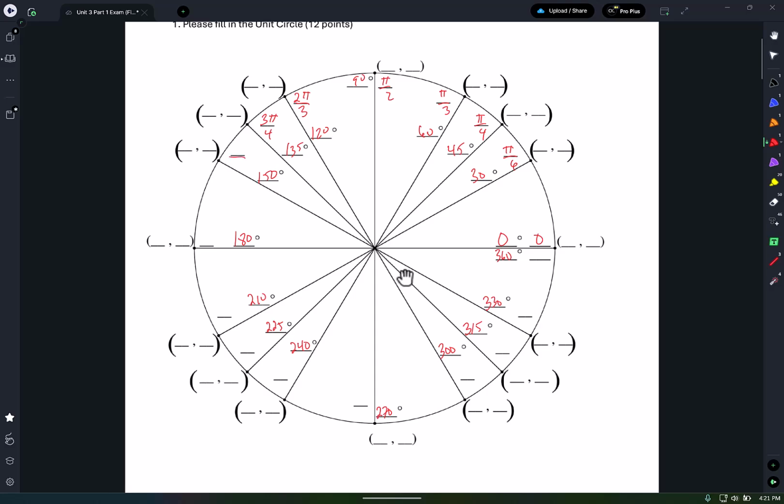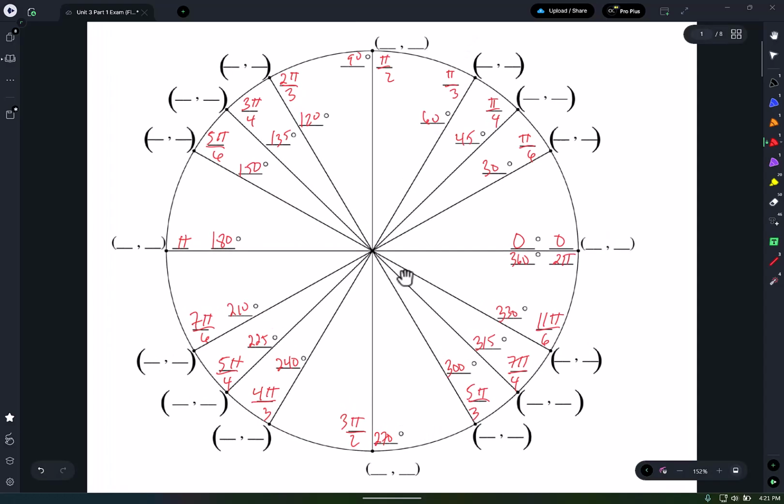And what's the next one after that? Yep. And then we got pi. And then this one is... And what's the next one? And the next one? Yep. And then this one here is 3 pi over 2. And then this one here? Yep. And then this one's 5 pi over 3, what's the top? There you go. And then one full revolution, 2 pi.